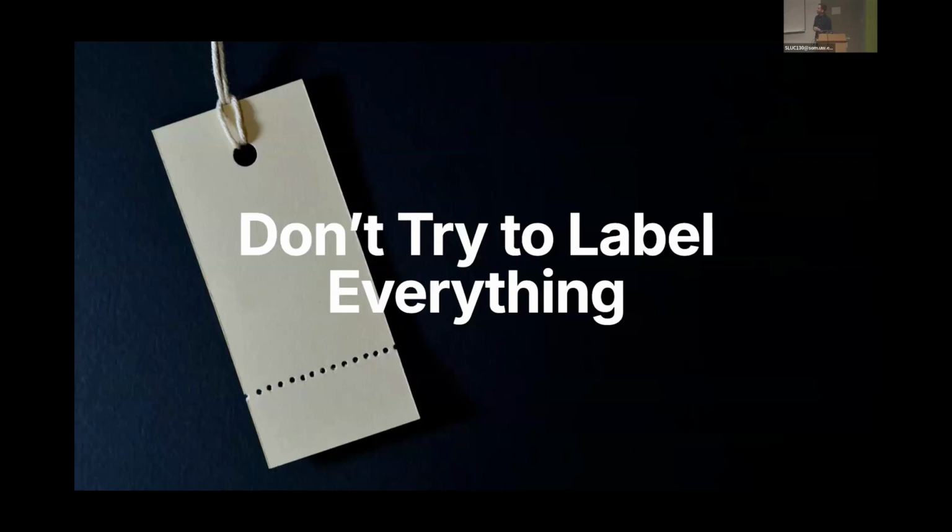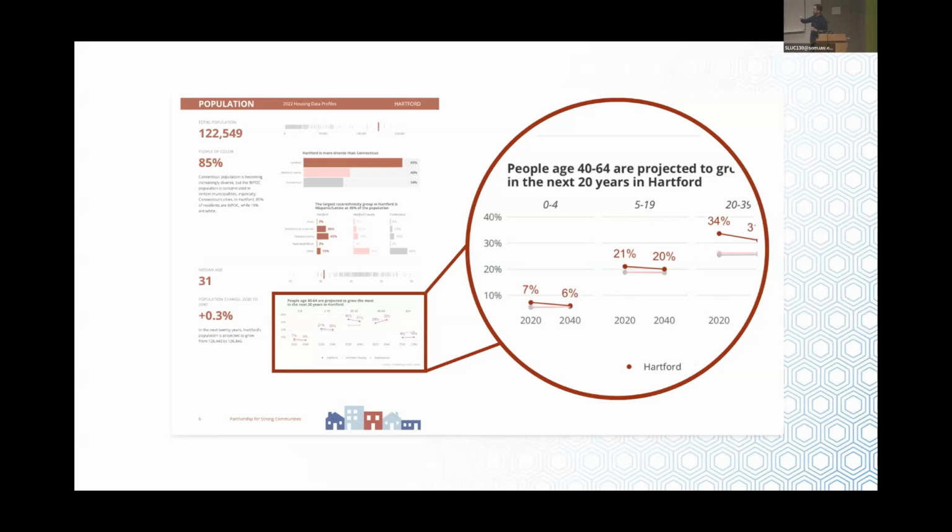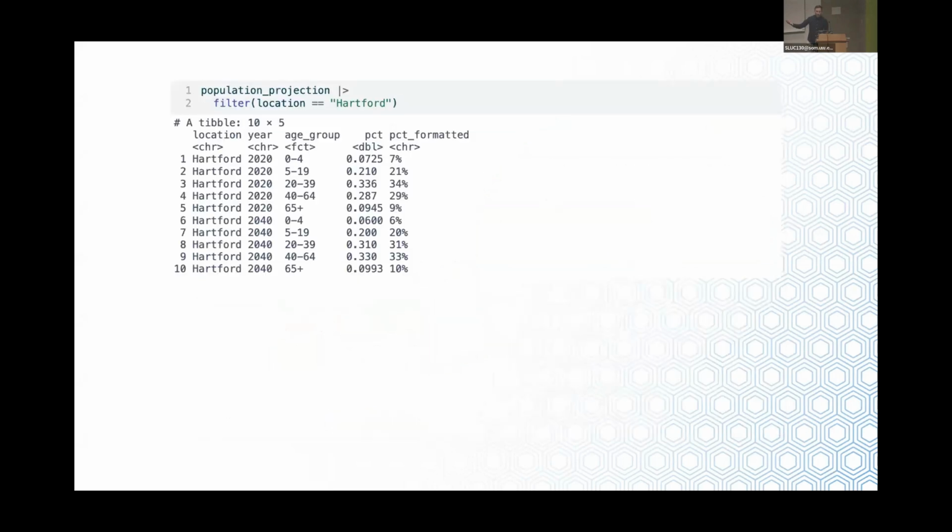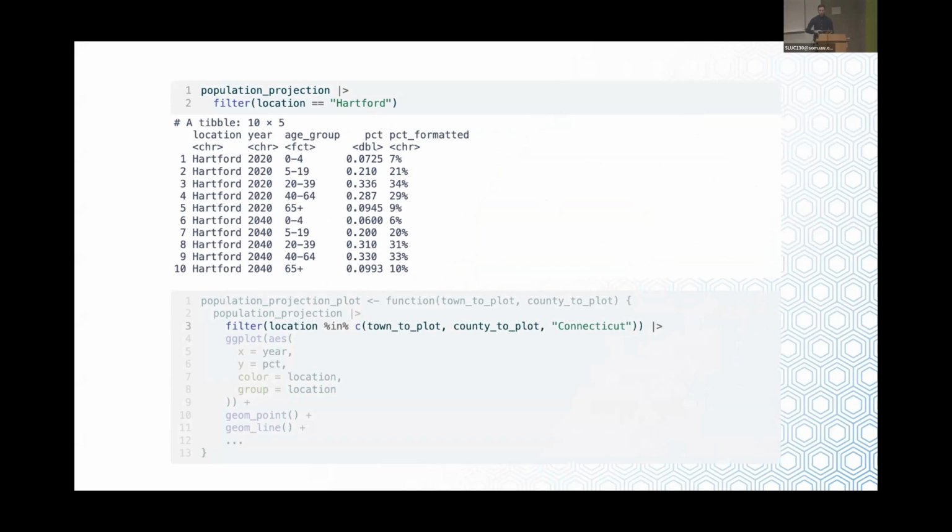The first thing that I suggest is not to try to label everything. This is an example plot looking at population projections broken down by age group. In this case, it's for Hartford, Connecticut. The data that we use for this looks more or less like this. I've made simplified versions of it. You've got location, year, age group, percent, PCT, and then percent formatted, which again, we use for the text labels.